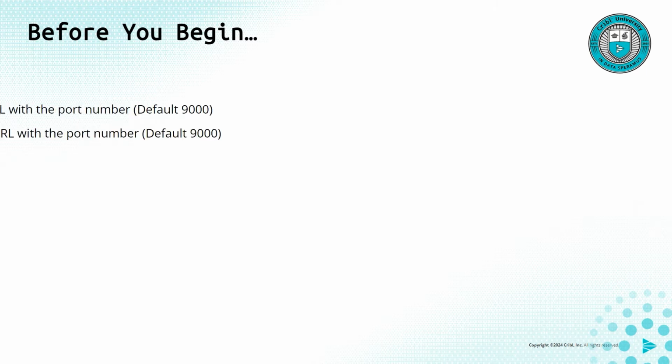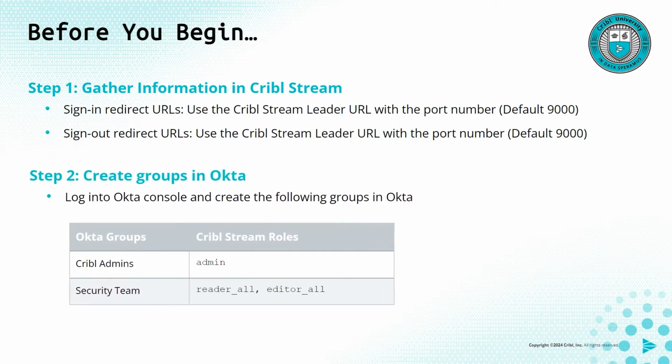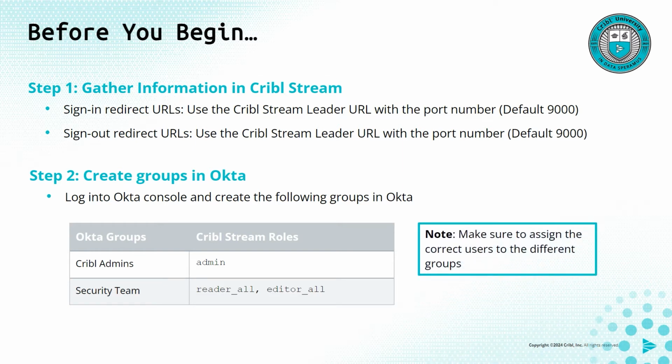Before you begin, you will need to gather some information from your Cribl Stream environment. We will be using the URL for your Cribl Stream leader node. Make sure that the leader node is open to the outside world through port 9000. We also want to make sure we create the groups in Okta that will correspond with the roles in Cribl Stream. Make sure to assign the correct users to those groups.